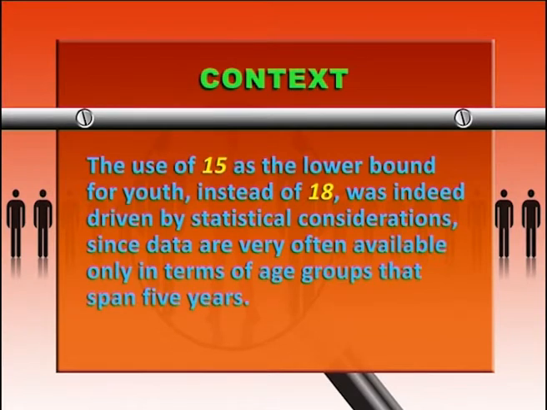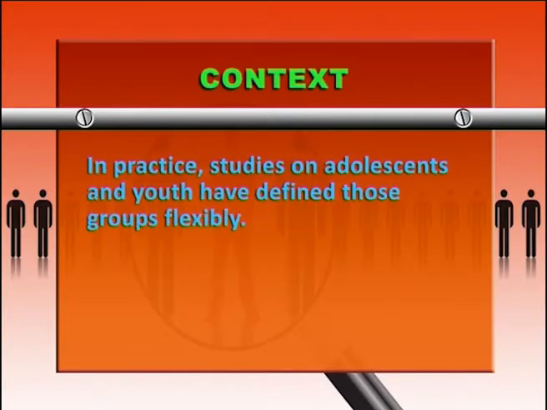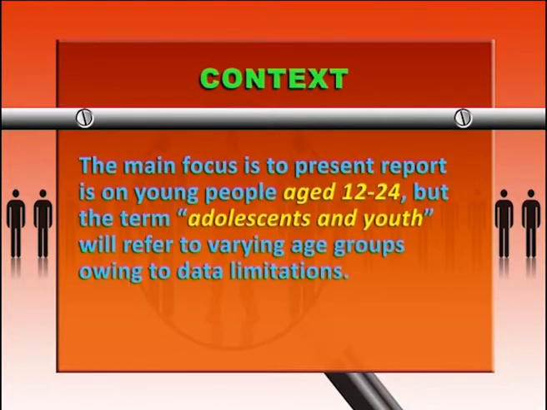The use of 15 as the lower bound for youth instead of 18 was indeed driven by statistical considerations, since data are very often available only in terms of age groups that span 5 years. In recent practice, studies on adolescents and youth have defined those groups flexibly. The main focus of the present report is on young people aged 12 to 24, but the terms adolescents and youth will refer to varying age groups owing to data limitations.